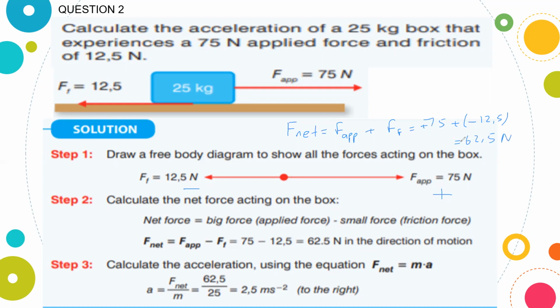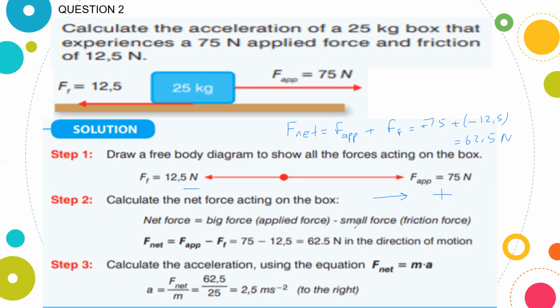So you are getting positive. This positive is showing you the direction of net force this way. So the direction of force, you can say direction of motion, to the right or east. I hope it is clear.